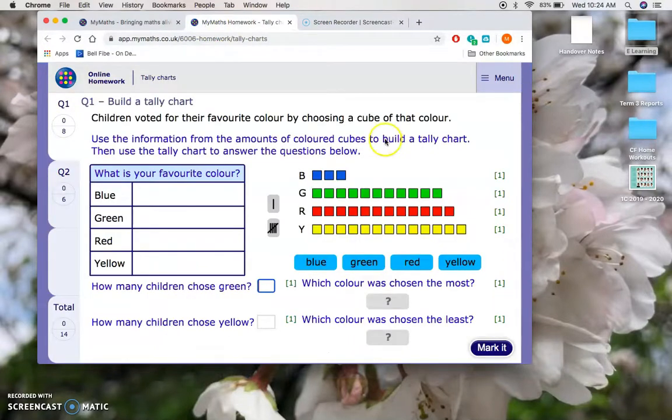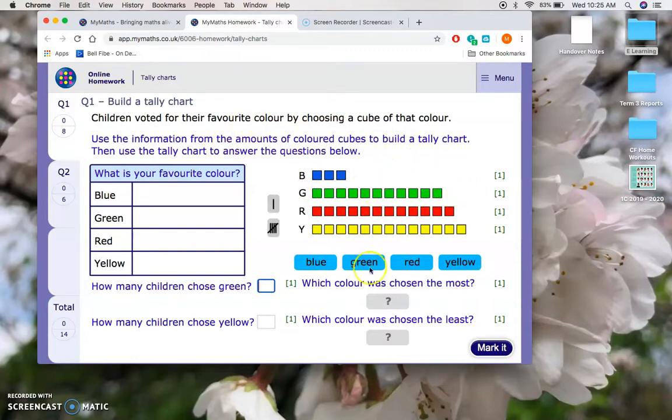So when you go on to My Maths, you're going to find the activity called Tally Charts. There is the option to follow the lessons, which I definitely recommend. You'll learn a little bit more as well. And then when you feel confident, you're going to click onto the Tally Charts task to get started. So in the beginning, you need to build a tally chart. It says, children voted for their favorite color by choosing a cube of that color. Use the information from the amounts of colored cubes to build a tally chart. Then use the tally chart to answer the questions below.